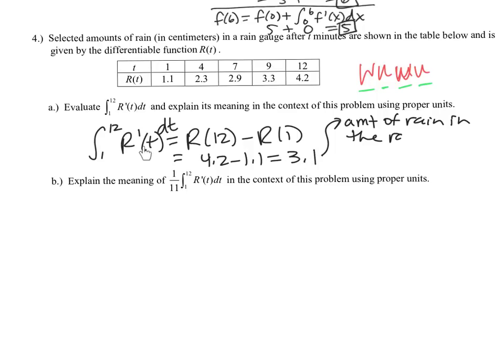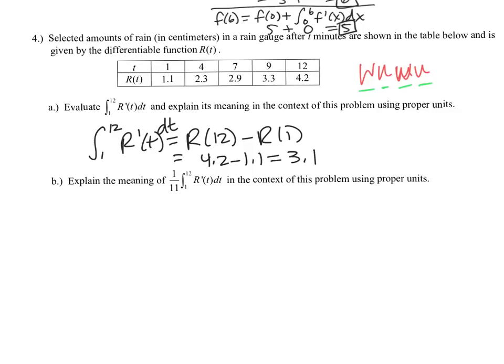Well, this integral represents how the amount of rain in the rain gauge changed from time t equals 1 to 12. So let's write our answer like this. Let me erase what I have here. Let me get rid of that.